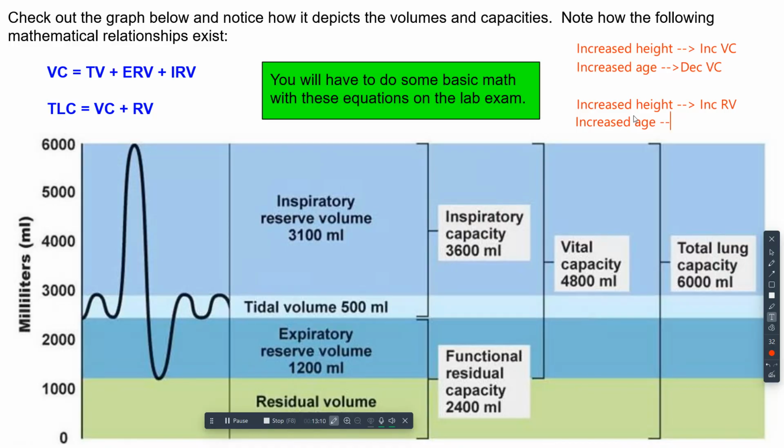My lungs are less elastic. It's harder for me to get rid of all my air, which means I've got more left over. So kind of surprisingly, increased age, increased residual volume. So make sure you know these relationships too. Make sure you know these equations, the definitions, and these relationships.